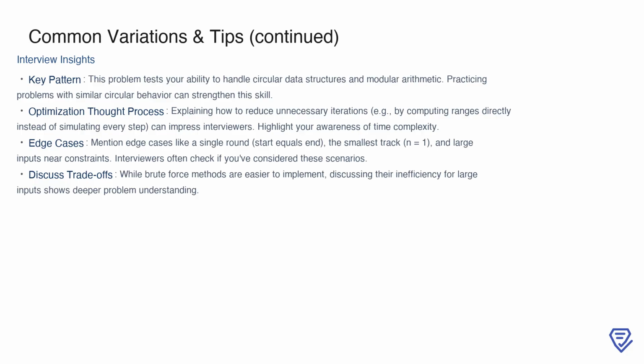Don't forget to address edge cases, such as when there's only one round where the start and end sectors are the same, or when the track size is minimal, such as n=1. Large inputs near the constraints, like when the number of rounds is very high, are also worth discussing. Highlighting trade-offs, such as comparing a brute force method to an optimized solution, can show that you understand the strengths and limitations of different approaches. This level of insight is often what sets apart strong candidates in interviews.